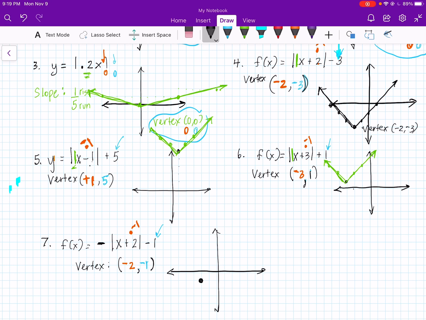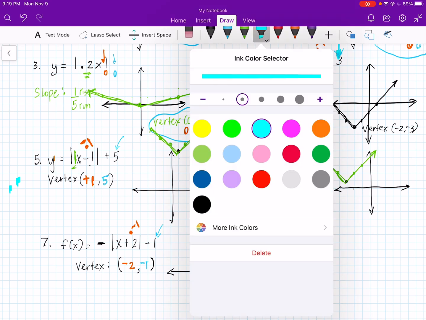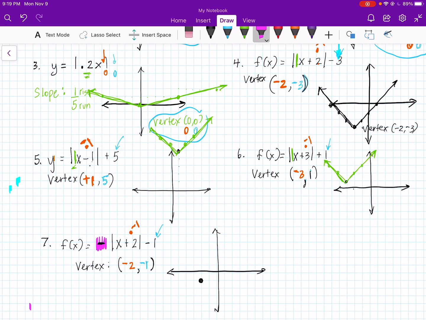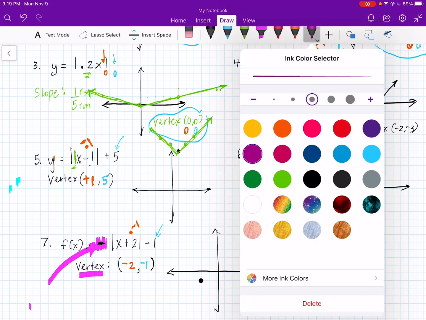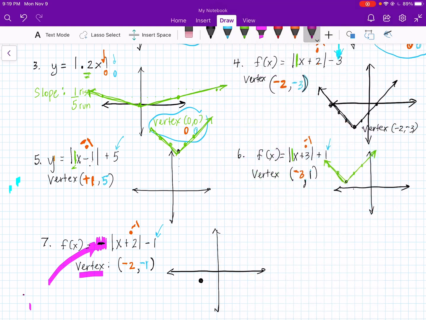There's my vertex. Now, I want to talk about this little critter right here. Did you notice that negative on the outside? It has nothing to do with the vertex. It doesn't affect the vertex at all. But this little negative on the outside makes the graph open downward. So that little negative on the outside makes it open down.